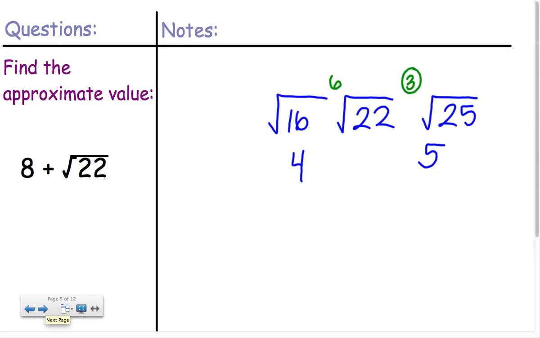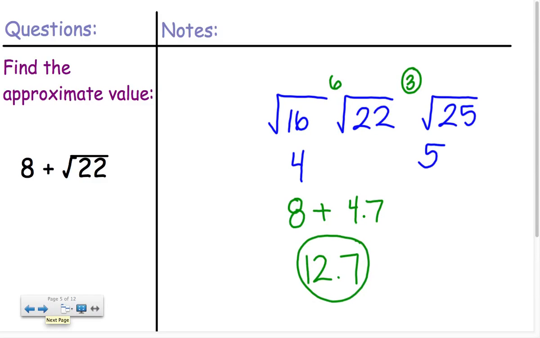So let's approximate it, let's say 4.7. But keep in mind that's not our answer, we have to add on 8 to that. So 8 plus 4.7 is 12.7. You could have had 4.6, 4.8, again we're approximating, so all of those would have worked.